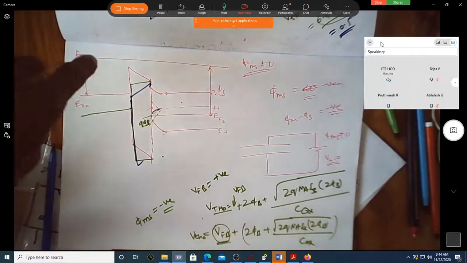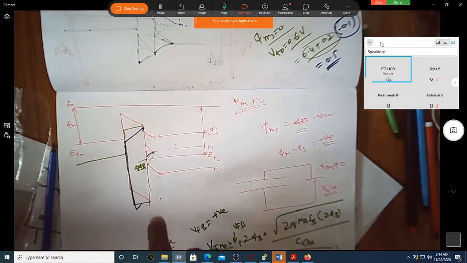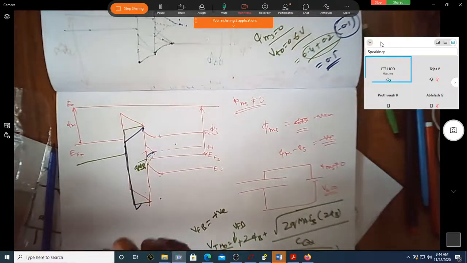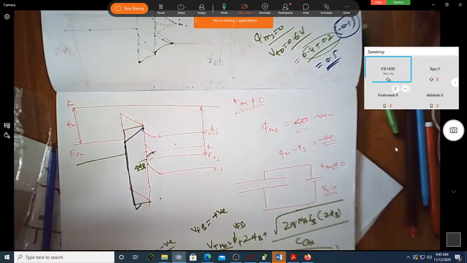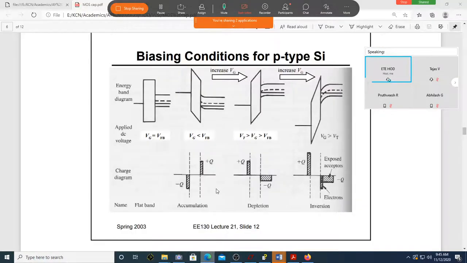Now I just want to stress here, maybe let me just show you whether it is there here or not. Of course you can just have a look at this. You can see, irrespective of whether you have some VFB or not, if the gate voltage is equal to the flat band voltage, will it be flat? Correct? Now will you appreciate VG equal to VFB? VFB can be either negative or positive.